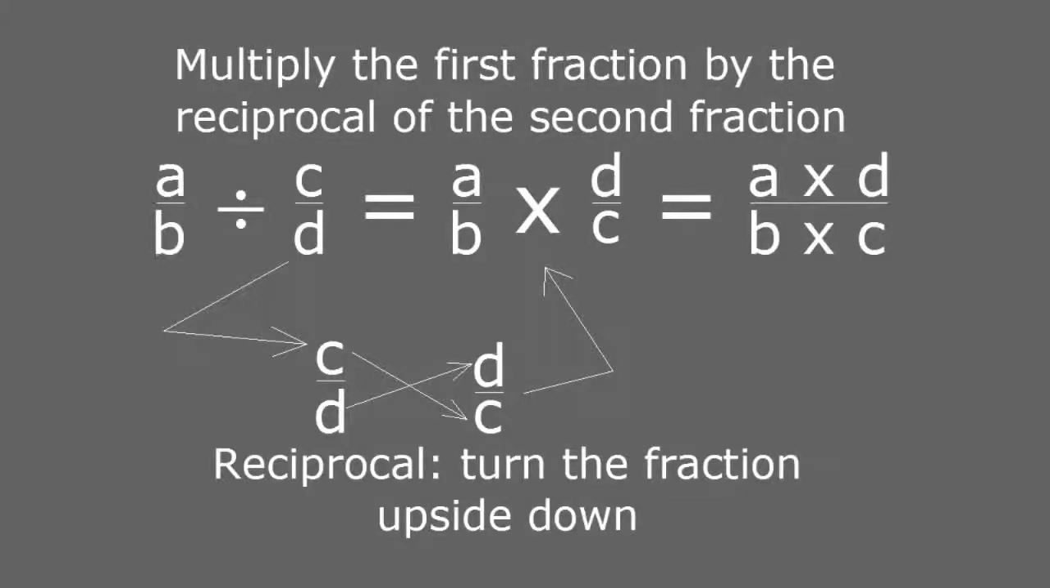The division of fractions is nothing more than taking the first fraction and multiplying it by the reciprocal of the second fraction. The reciprocal is nothing more than taking that fraction and turning it upside down. The numerator becomes the denominator, and the denominator now becomes the numerator. This fraction upside down is the one that you're going to multiply by the first fraction, and now it becomes a simple exercise on the multiplication of fractions.